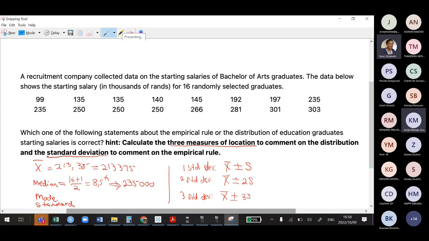The mode is the number that appears more than the other numbers. Is there a number that appears more than the other numbers? 250, it looks like. Yeah, it's 250. It's 250,000 because the data set is in 1,000s, right?